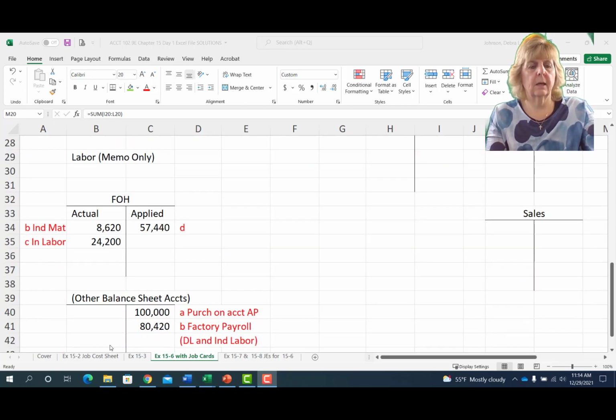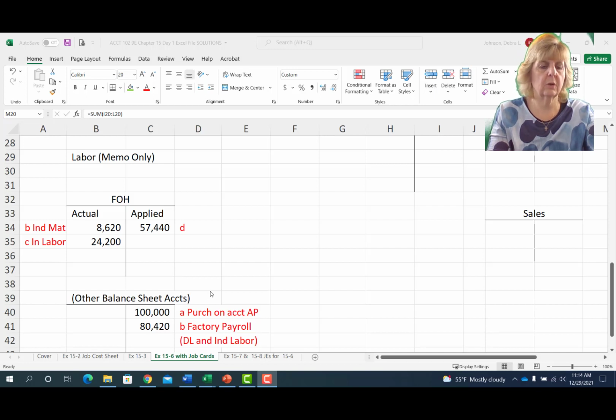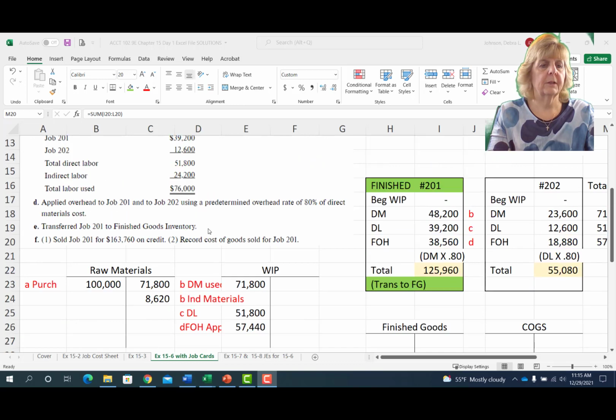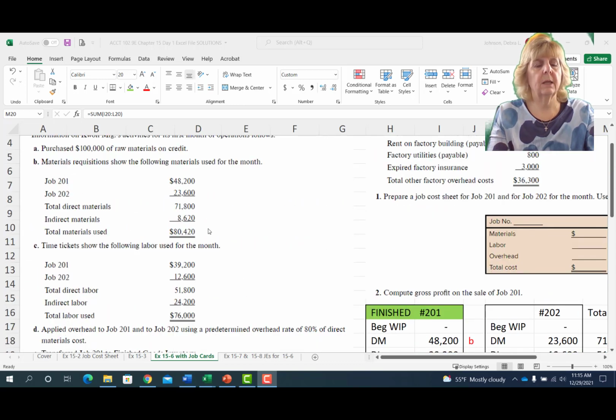Now, this set of T accounts is basically for a job order costing system. I'm not so concerned about these other balance sheet accounts, but again, to make sure that we have this double entry accounting going on, anything outside of the manufacturing accounts we can just place in this other accounts. You'll see my credit of 100,000, and I notated that that was for accounts payable. So we have the raw materials coming in.